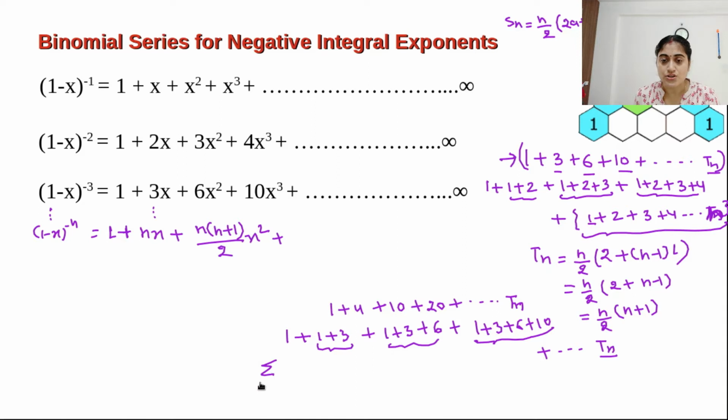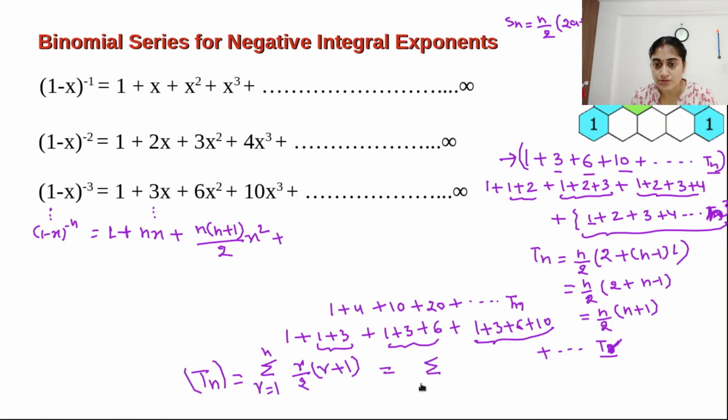So this is a summation. Suppose this is the Tr term, so these are the r: r by 2 into r plus 1, where r is 1 to n. So that is your nth term for the coefficient of x cube. This looks like a summation of r equals 1 to n of r square by 2, plus the summation of r equals 1 to n of r by 2.